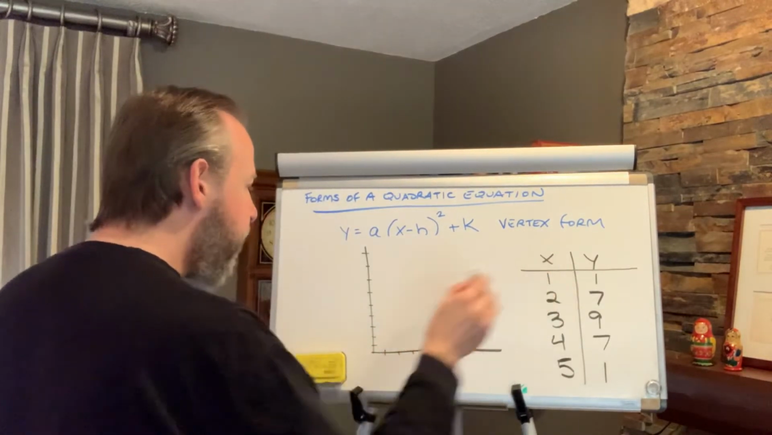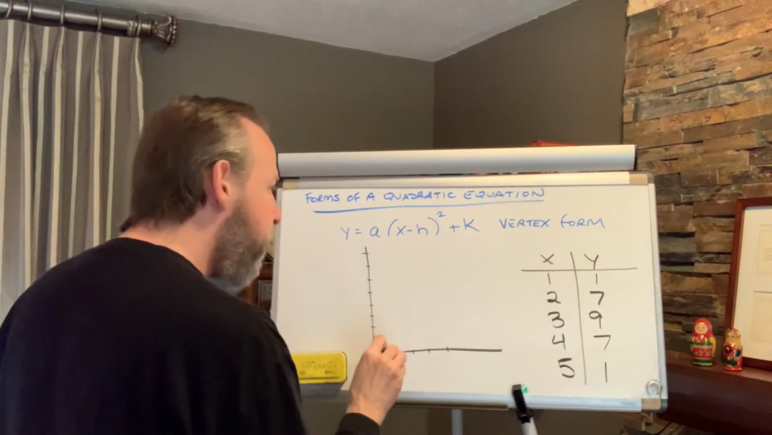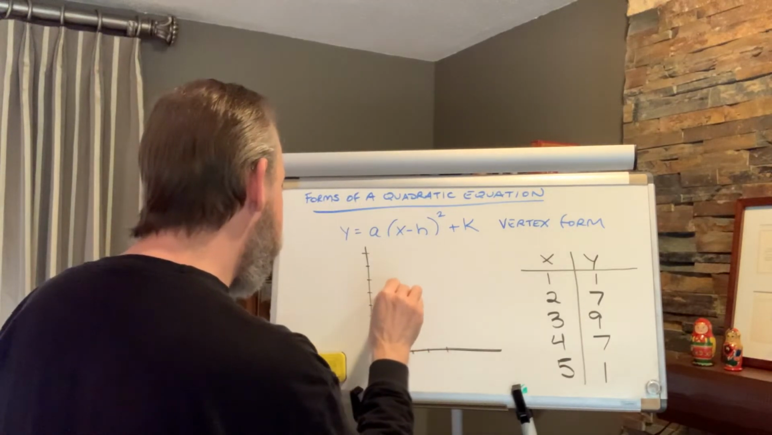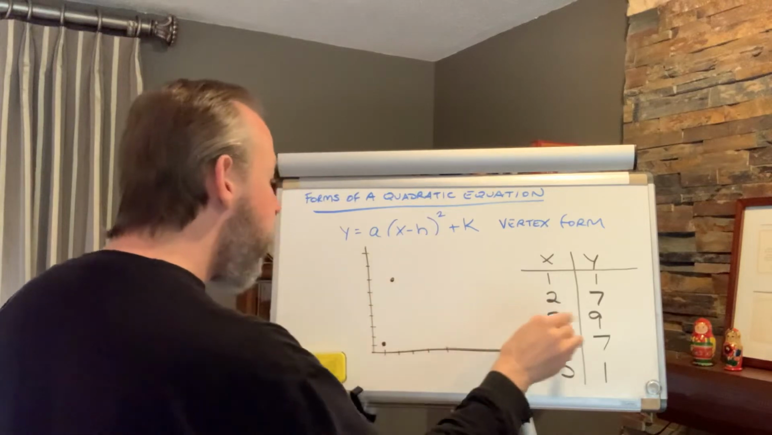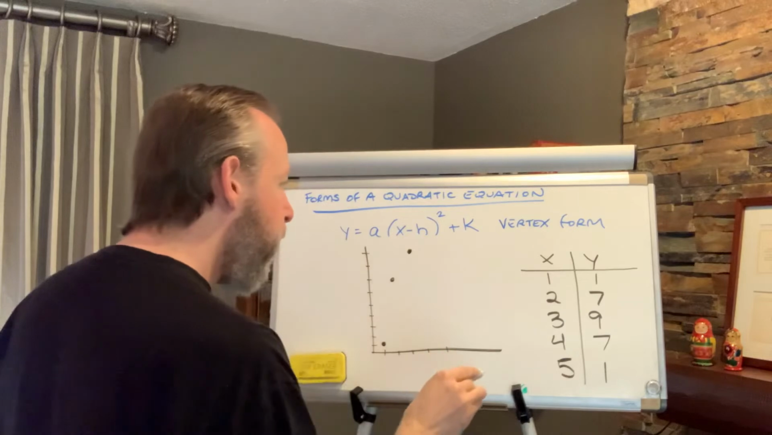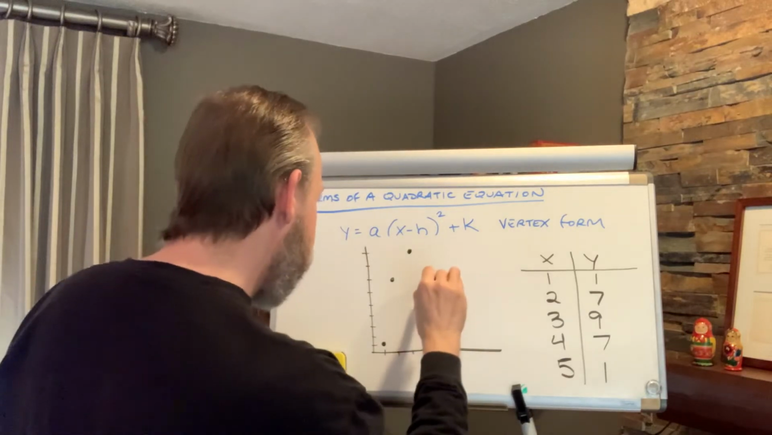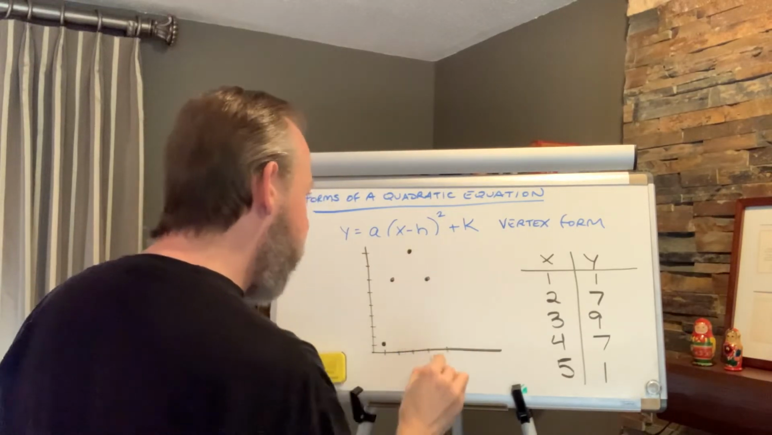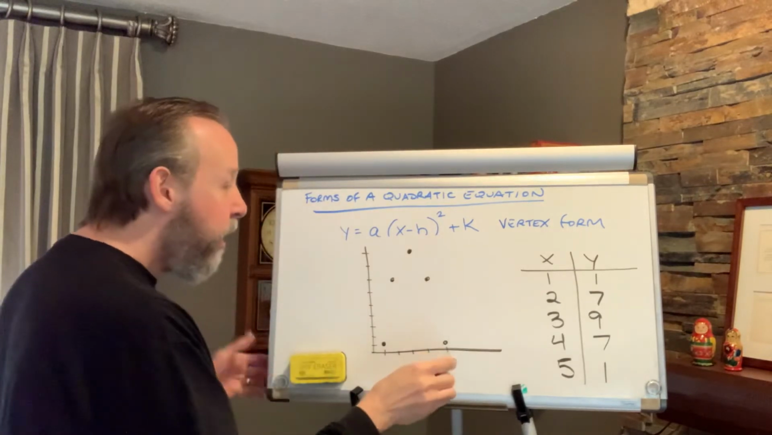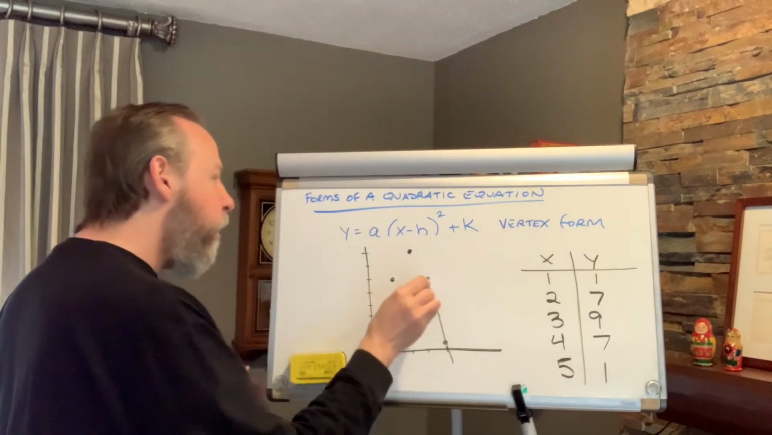1, 1 is my first coordinate. There it is. 2, 7, right about here. 3, 9 is right up here at the top of my curve. 4, 7 continues. Now it's dropping again. And 5, 1 is right there. And of course it's correct. We go like that.